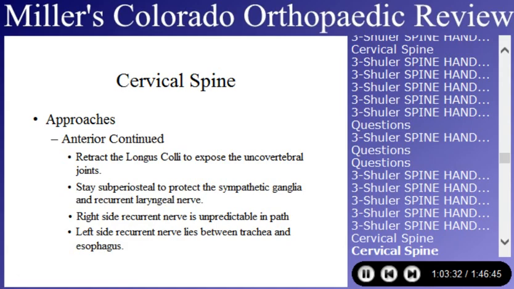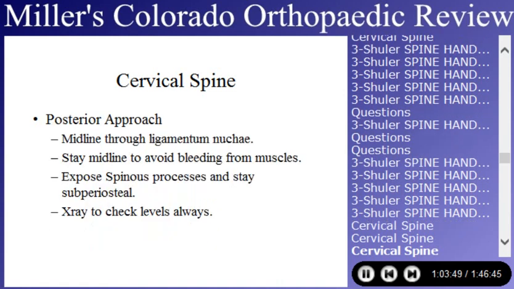Retract the longus colli to expose the uncovertebral joint. Stay subperiosteal to protect the sympathetic ganglion and recurrent laryngeal nerve. Don't forget that the recurrent laryngeal nerve is unpredictable in its path on the right-sided approach. The left side lies between the trachea and the esophagus.